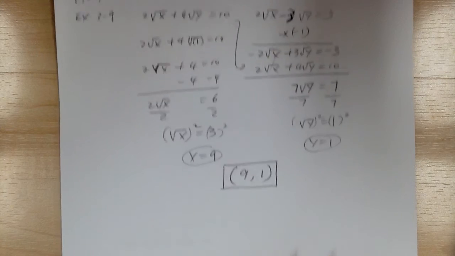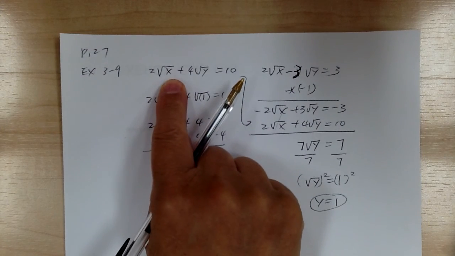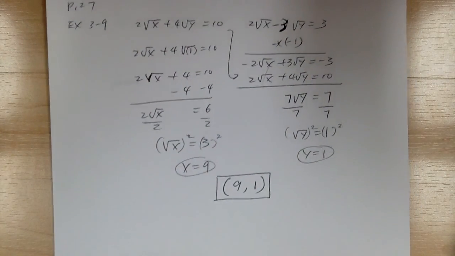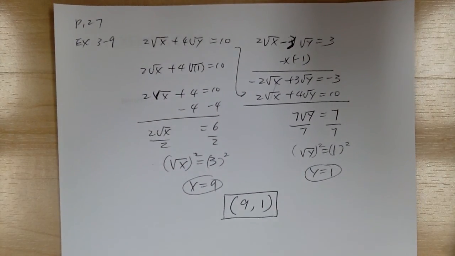Okay. So again, when you see the square root, don't panic. Just apply the elimination method or the substitution method, depending on what you have, and just go through the steps and solve it.